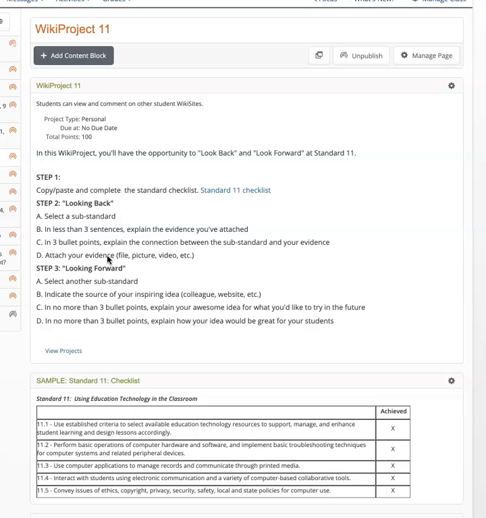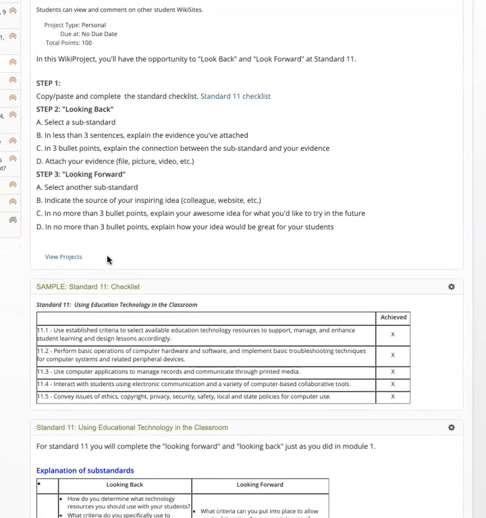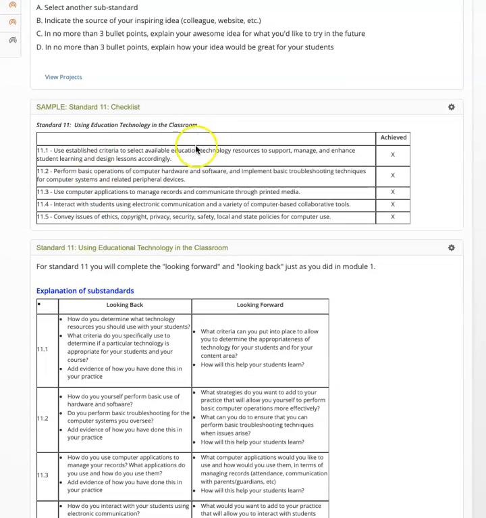So suppose you say, okay, let me work on the looking back. Here are the standards associated with Standard 11, and here you'll find the format and the actual vocabulary of the standard. So 11.1 is about using established criteria to select available technology, etc. So let's suppose you read through these and you say, I really do this and I have good evidence or support for that.